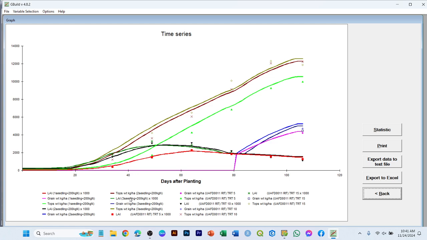The line is the simulated one, while the dots for the maroon line mean the observed values.